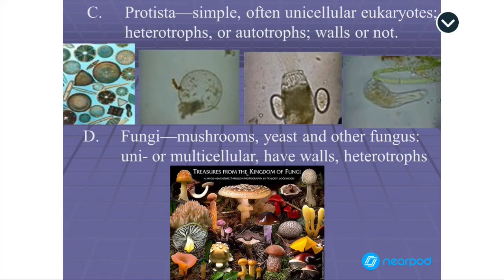Protist, which means first. These are the simple, often unicellular eukaryotes, either heterotrophs or autotrophs. They have walls or they don't. This is pretty much the trash can kingdom of the eukaryotes. If we don't know where to put it, we dump it in here. Fungus, these are all heterotrophs. They have walls, and they can be either uni or multicellular. Yeasts and many other fungus are unicellular, and multicellular ones, like the mushrooms we eat, are very common as well.